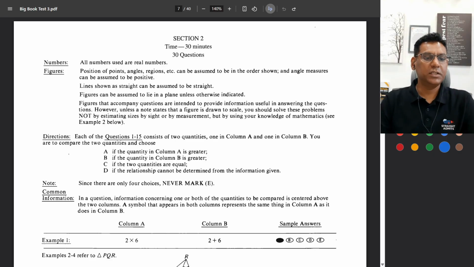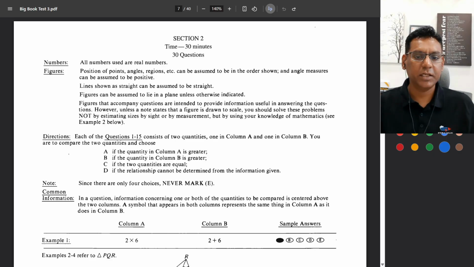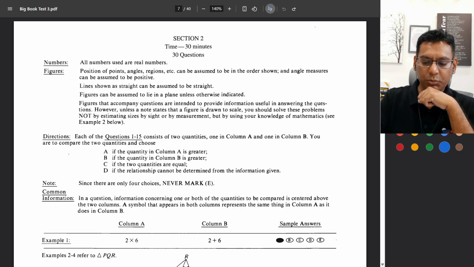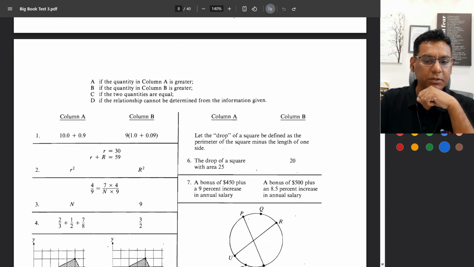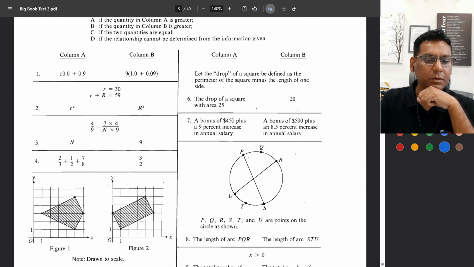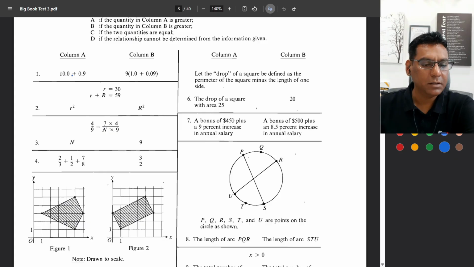All right, so this is Big Book Test 3, Section 2, 30 minutes, 30 questions. Let's look at the first question. Quantitative comparison. Column A is 10.0 plus 0.9, so this is going to be 10.9. Column B is 9 times something. Let's first find out what this something is. 9 times what? 1.0 plus 0.09. So this is going to be 1.09.